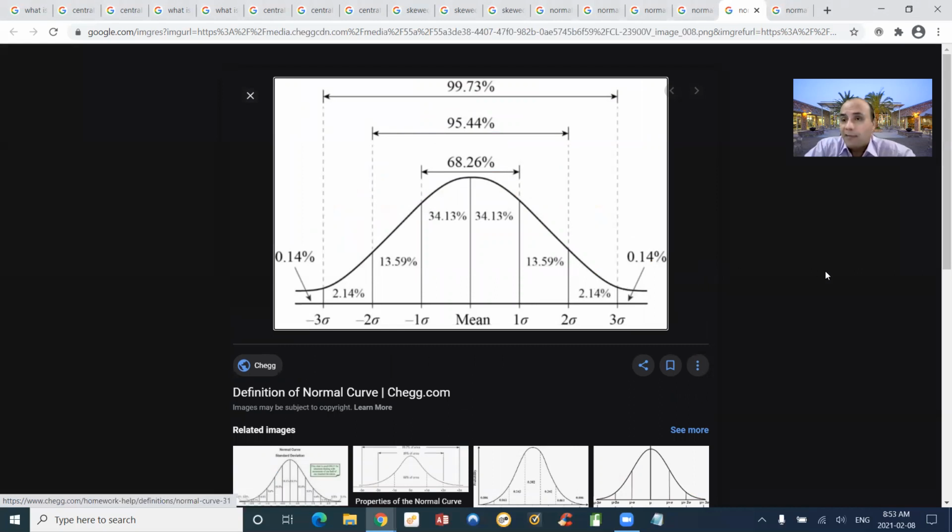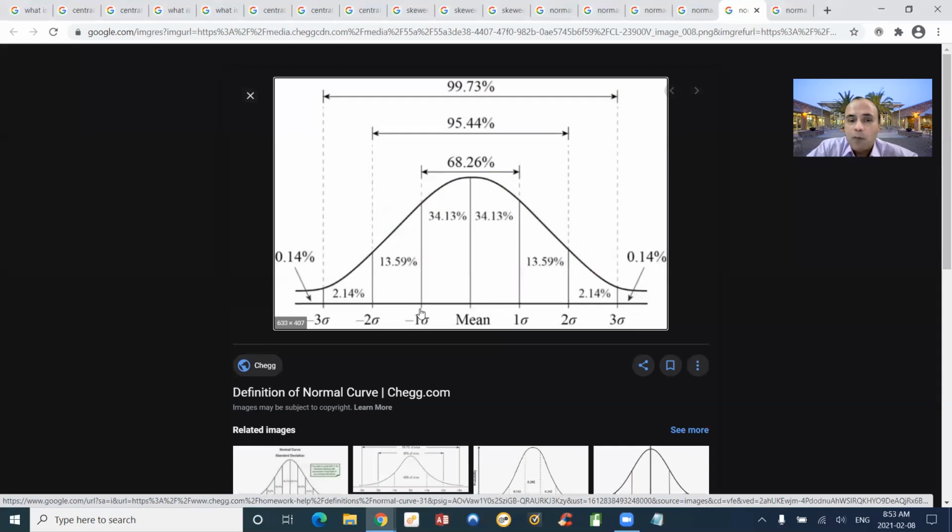Okay, this is another look at the normal distribution. One more time, this is the mean. You have plus sigma, minus sigma, plus 2 sigma, minus 2 sigma, and so on. And this is the area underneath. So it says 0.14. It means from minus infinity to minus 3 sigma, this area is 0.14%. From minus 3 sigma up to minus 2 sigma, it is 2.14%. So this is the area. And as you can see, much of the area is circling around the center.